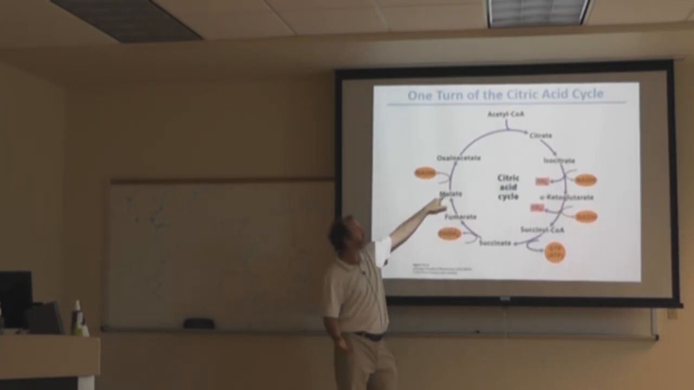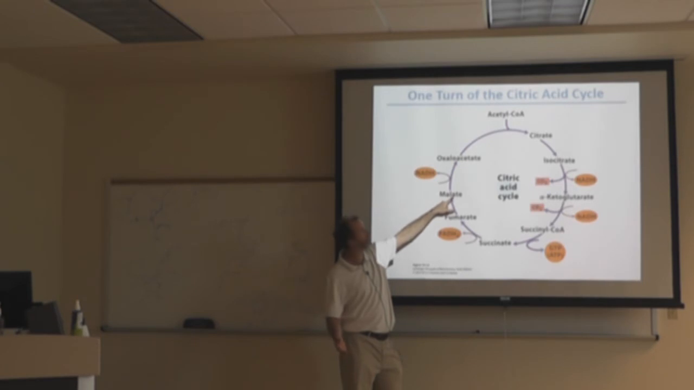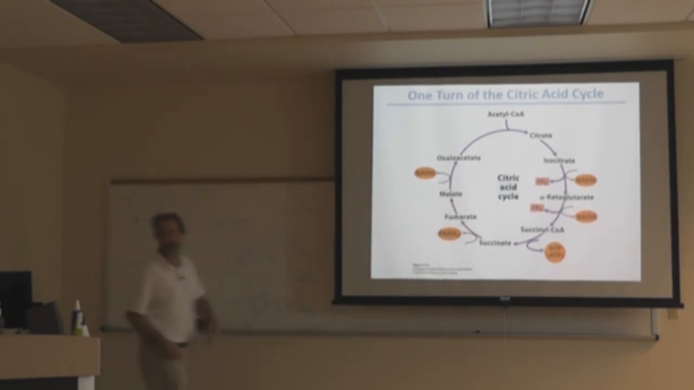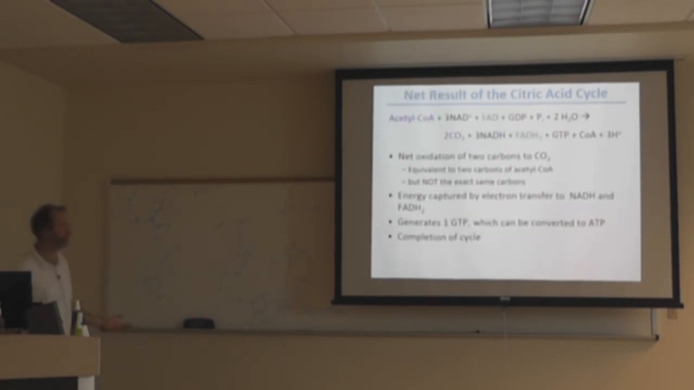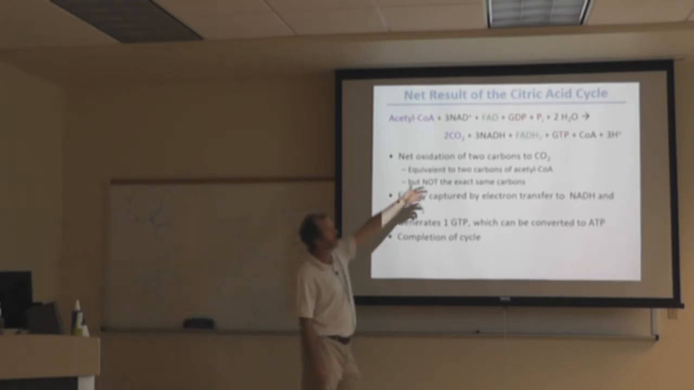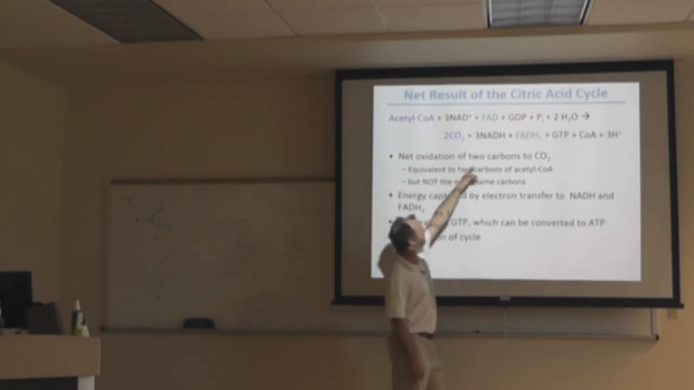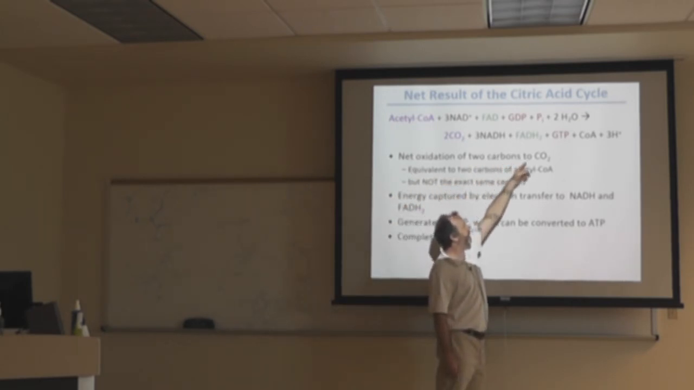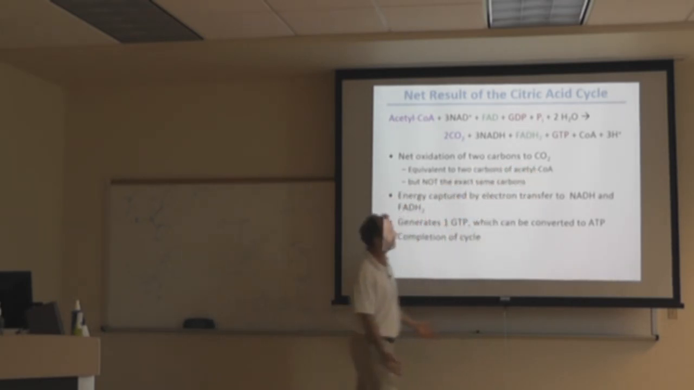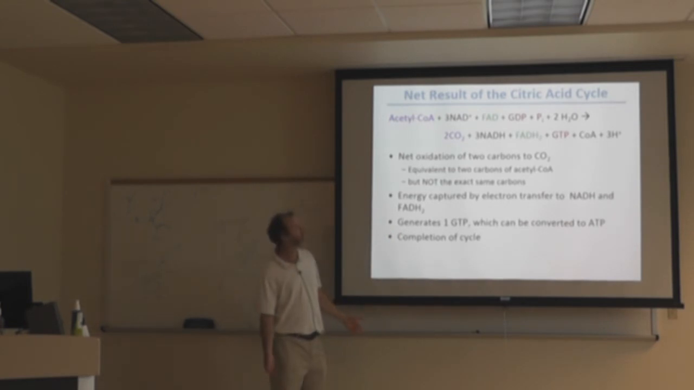Malate gets oxidized. The alcohol on the malate gets oxidized to form oxaloacetate. And then that cycle gets repeated over and over again. Net results: 1 acetyl-CoA plus 3 NAD, FAD, GDP, phosphate, 2 waters. You get 2 carbon dioxides, 3 NADHs, and FADH2, GTP, coenzyme A, and 3 hydrogen ions.